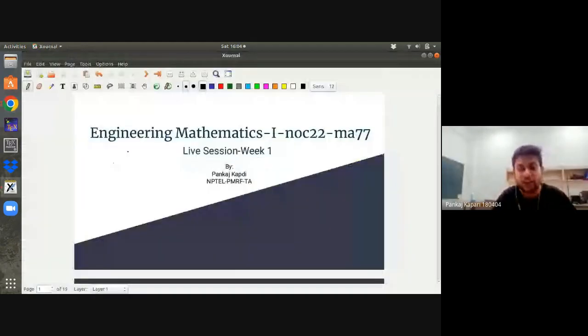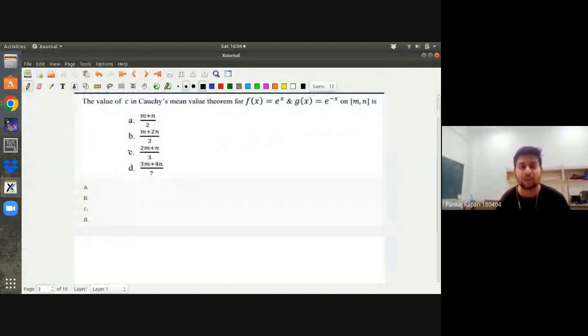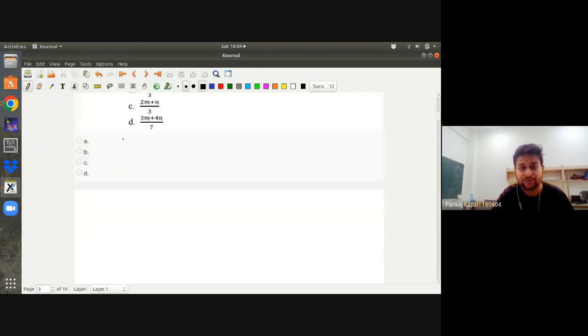Okay, let's start with the first problem. Can you see the first problem? So in this first problem, there are two functions. One is f, where f of x is e^x, and g of x is e to power minus x on this interval m comma n. Okay, and you have to find the value of c for which the Cauchy's mean value theorem holds for these two functions. Okay, so what was the Cauchy's mean value theorem?